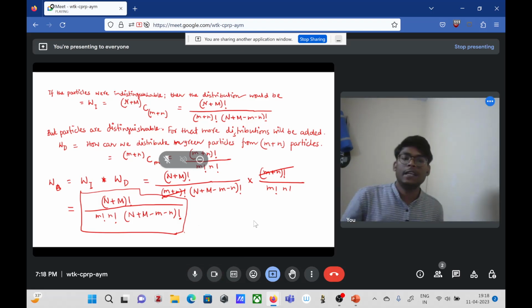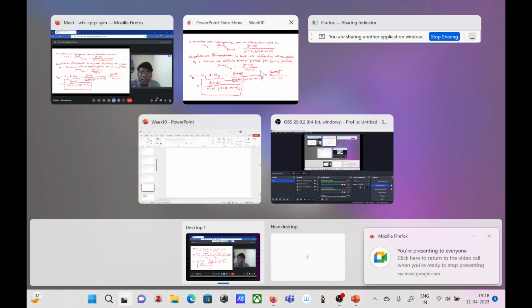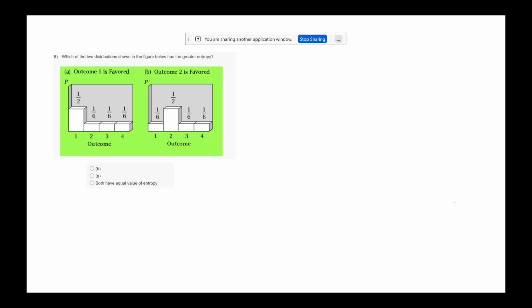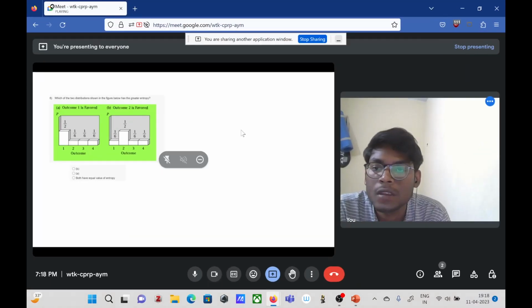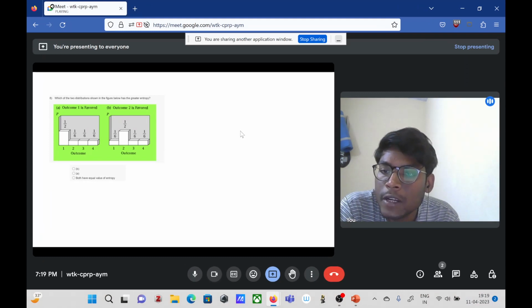Now I hope it is clear to you. Okay, so let's move on to the next problem. This is quite similar to the problem that we did in the previous assignment session. The problem says, which of the two distributions shown in the figure below has the greater entropy?